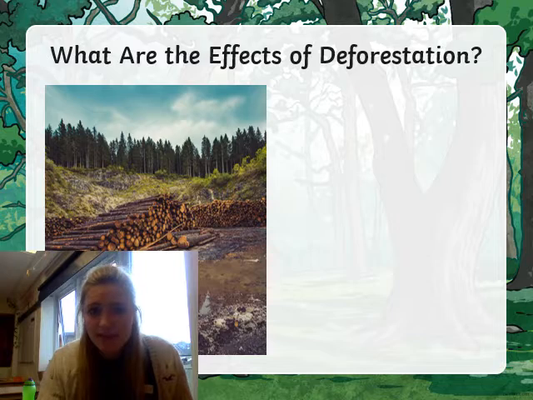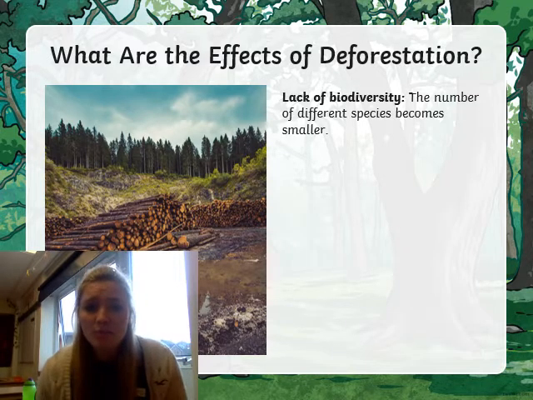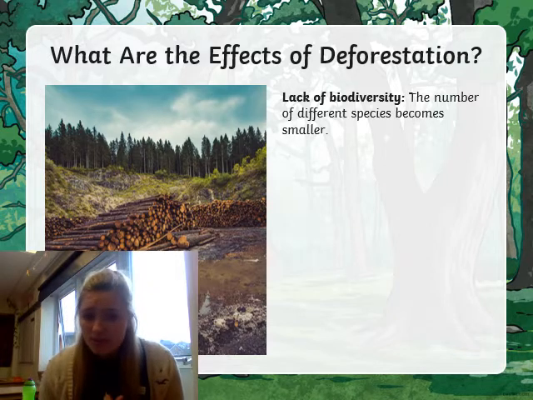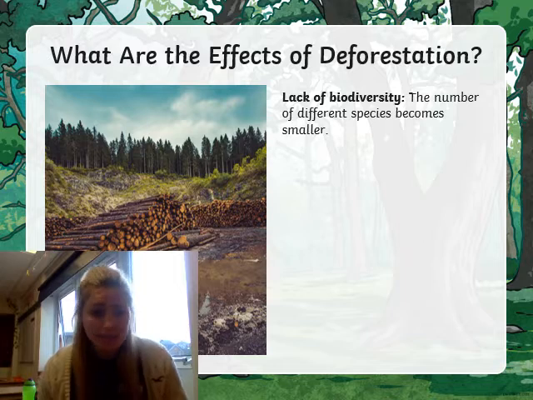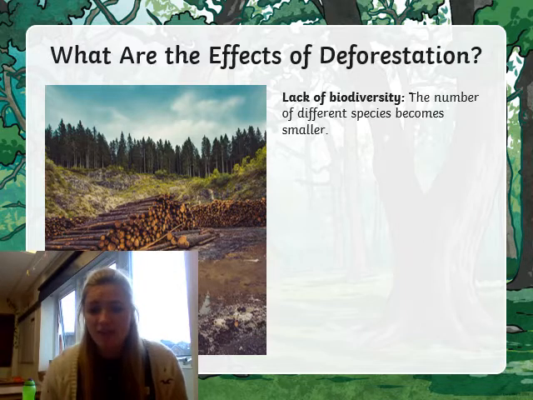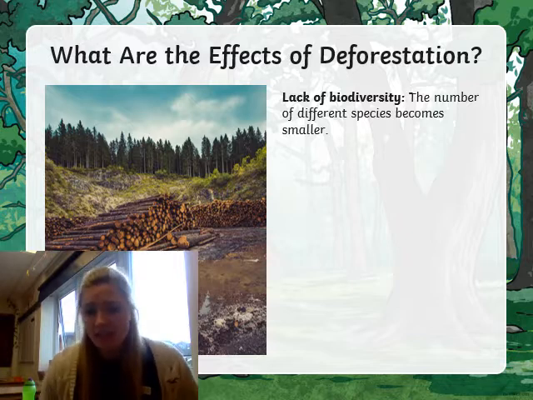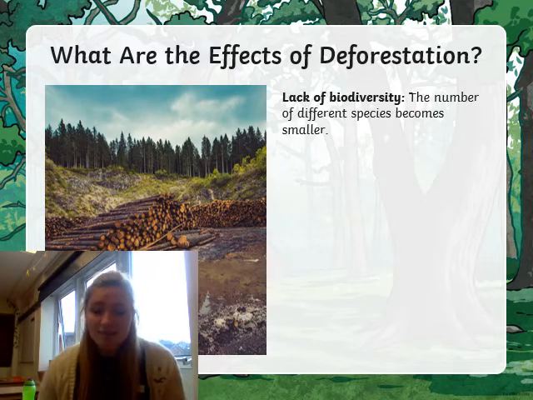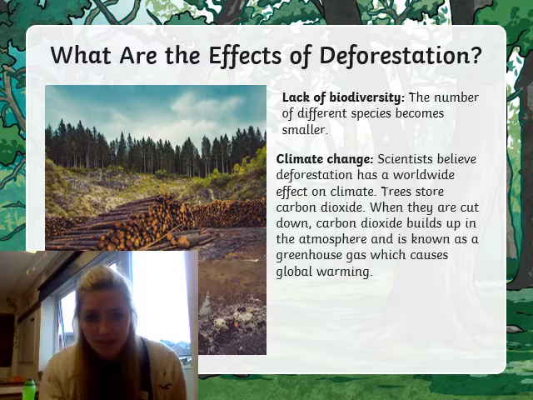The next effect is lack of biodiversity. So the number of different species becomes much smaller. Animals cannot survive because their habitats are destroyed, so they get a loss of habitat, and that's why animals become extinct, because of the changing of the habitat. And that means fewer animals and different species are available in the rainforest because they haven't got anywhere to live and have that shelter.